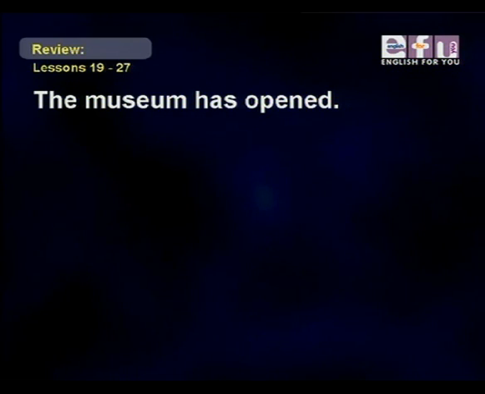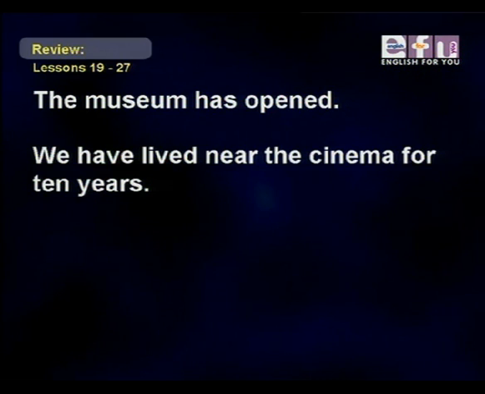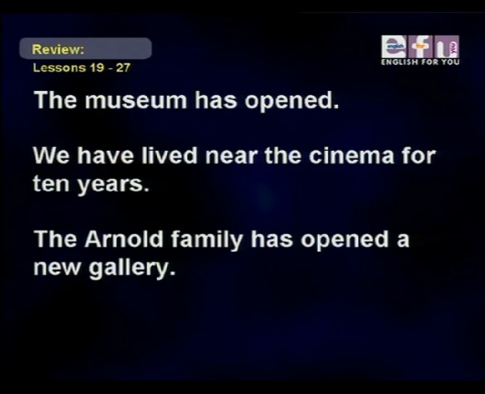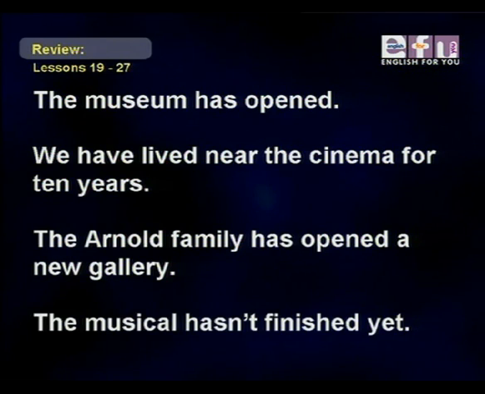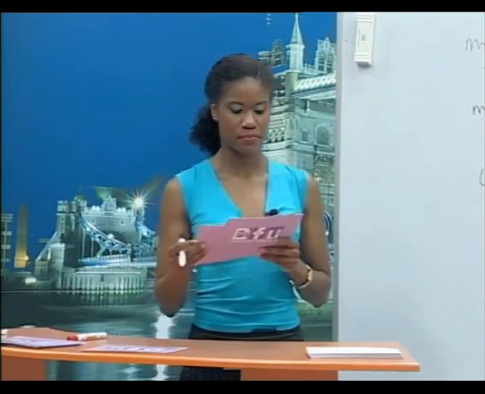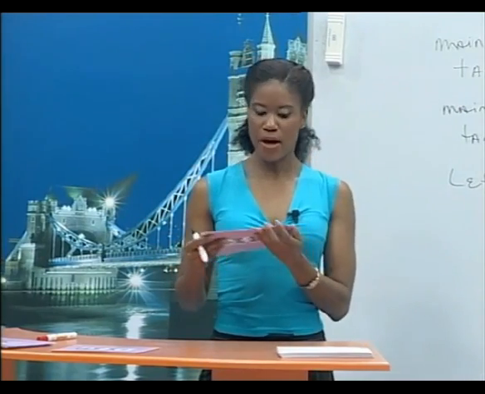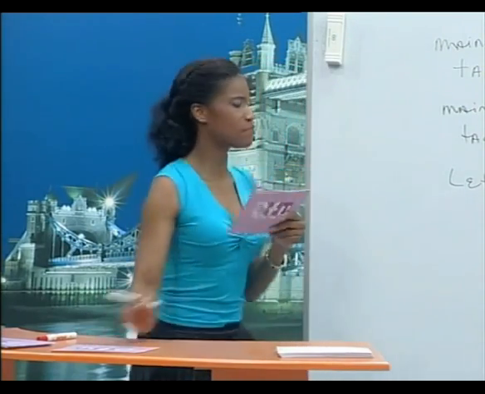The museum has opened. We have lived near the cinema for 10 years. The Arnold family has opened a new gallery. The musical hasn't finished yet. So the present perfect is used to express an activity that began at an unspecified time in the past. It began before now, and it has continued into the present. The activity may be repeated many times.